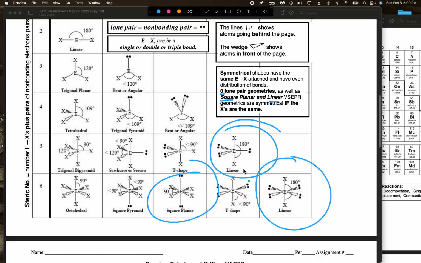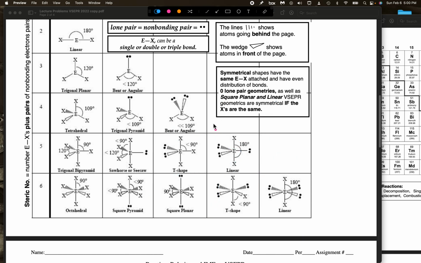So these are symmetrical. Let's say this is H, and this is I, and this is H. This would be considered symmetrical. But if I change this one to Cl and this to F, now I have two different ones, and so this doesn't meet this qualification and it becomes asymmetrical.